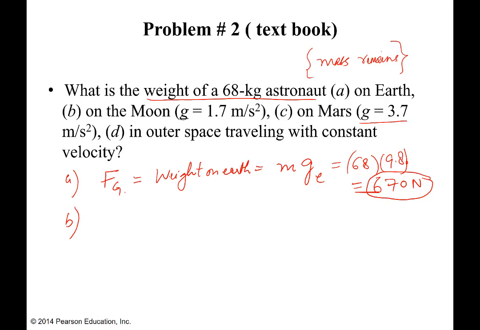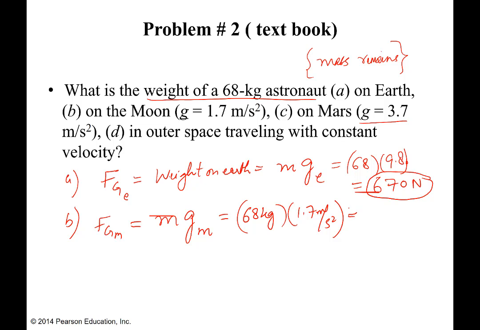The same astronaut, when he goes to the Moon, the acceleration due to gravity drops, and hence the weight will change on the Moon. So it will be mass times acceleration due to gravity on the Moon. That becomes 68 kg multiplied by 1.7 meters per second squared, equivalent to 120 newtons. So you see how weight changes from place to place, although mass remains the same.